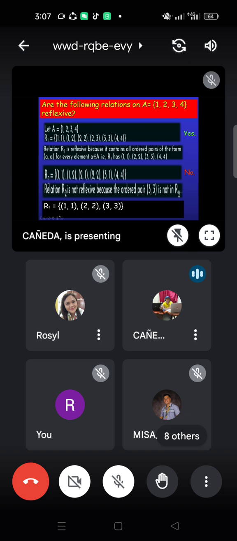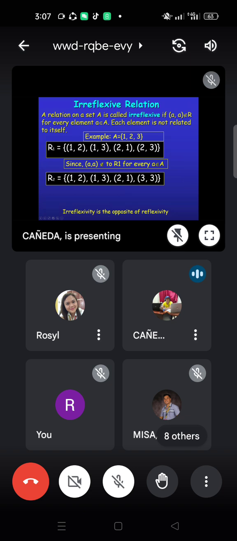Then another one, we have relation R3: 1, 1, 2, 2, 3, 3. Is it a relation? No. So this is not a relation, because 4, 4 is not there. We can have only 1, 1, 2, 2, and 3, 3. 4, 4 is not here.